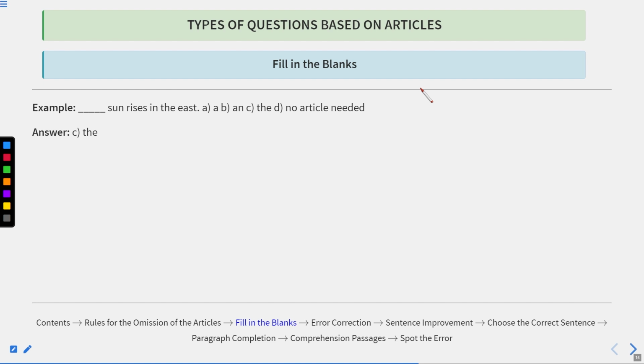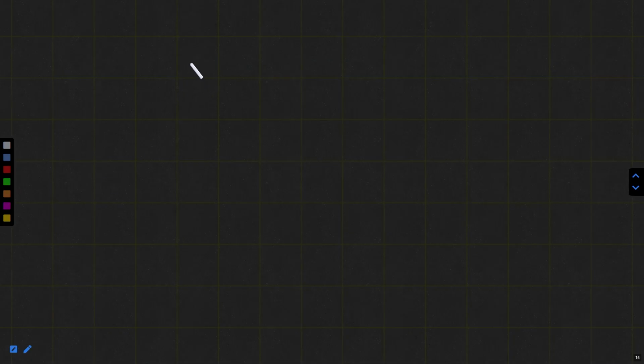Now here we'll see some questions based on articles. However, there are still a few concepts left about articles. What are they? Let me tell you. There is a rule. If I say as, so, too, if, or how.